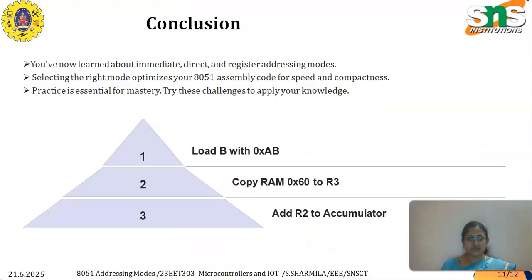From this we conclude that the immediate, direct and register addressing modes give the fastest operation. Loading B with a value, copying RAM and adding two registers are examples of the immediate, direct and register addressing modes.